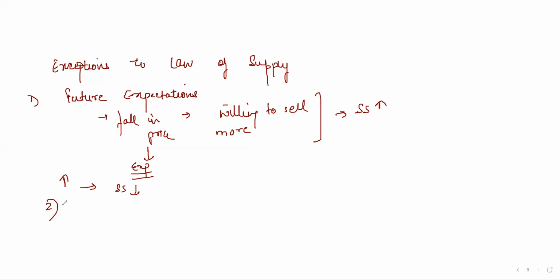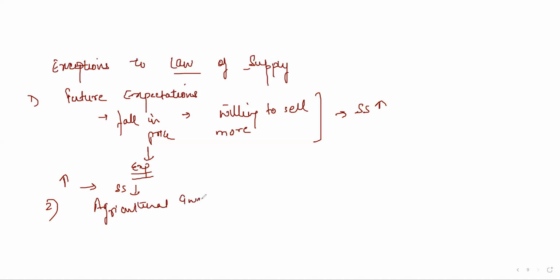Whereas we have already seen that with the change in price only, if I keep other factors constant, the supply changes. But now, in spite of there being no change in price, my supply has increased. Why? Because I'm assuming that in future, the prices of this commodity might fall. You remember in the law of supply, we kept all other factors constant. The law of supply says that the moment price increases, supply will increase; price falls, supply will fall. But what are the exceptions? Future expectations.